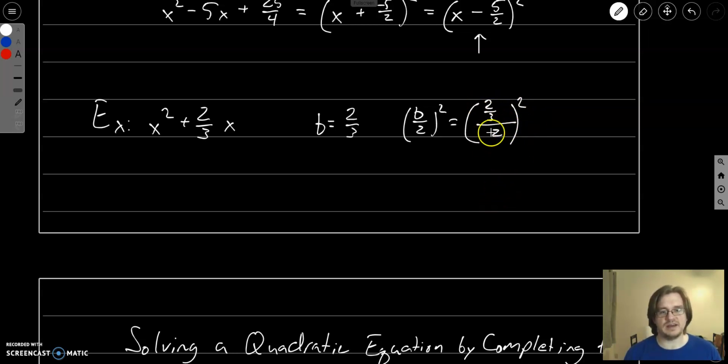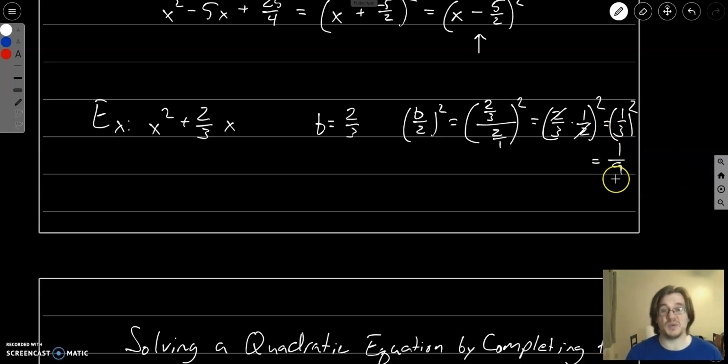When I'm dividing a fraction by a number, I'm going to turn the bottom into a fraction. 2 is the same thing as 2 over 1. And instead of dividing by a fraction, I'm going to multiply by the reciprocal. So instead of dividing by 2 over 1, I'm going to multiply by 1 over 2. Remembering, everything is squared. We can't forget that. So here, 2/3 times 1/2, the 2's cancel, and I'm left with 1/3 squared, which is 1/9.